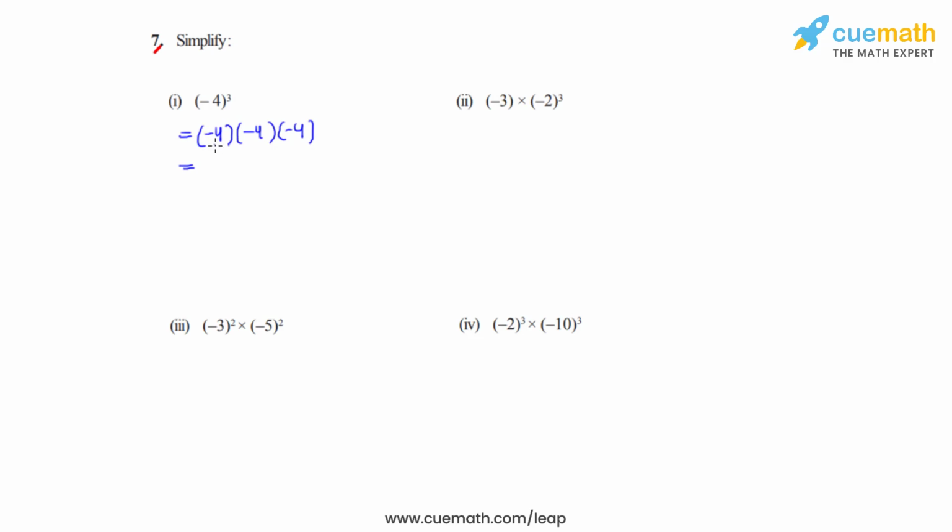Now negative 4 times negative 4 becomes 16 because negative times negative becomes positive, and that is to be multiplied to negative 4. So that gives us the answer as negative 64.